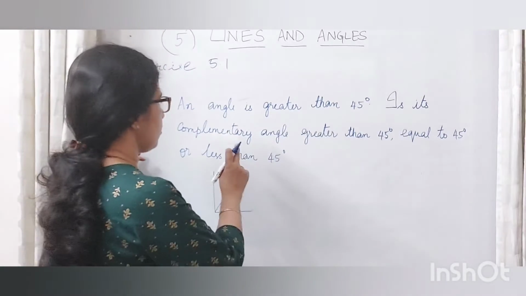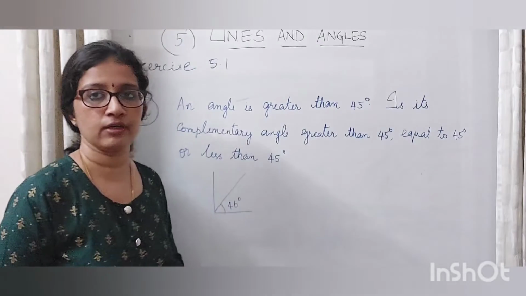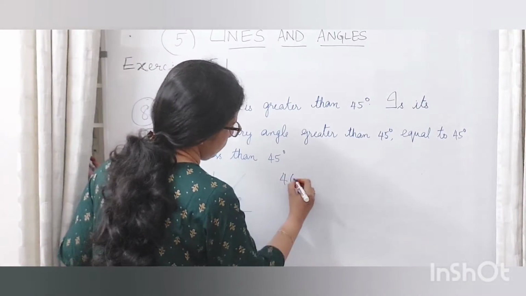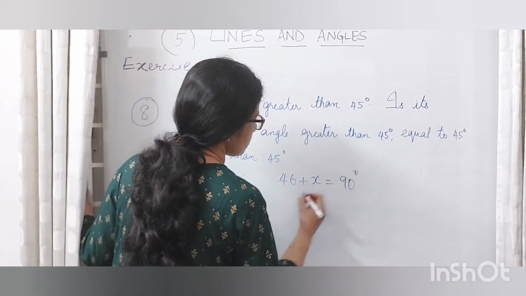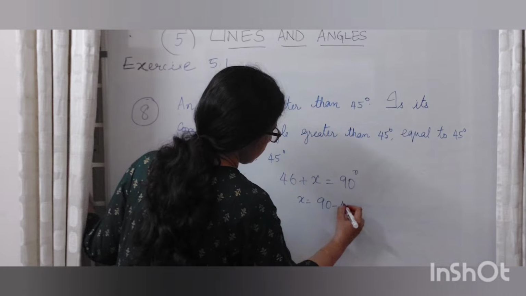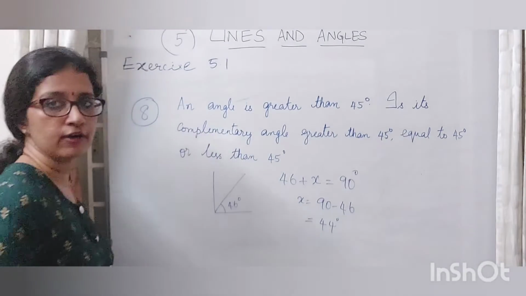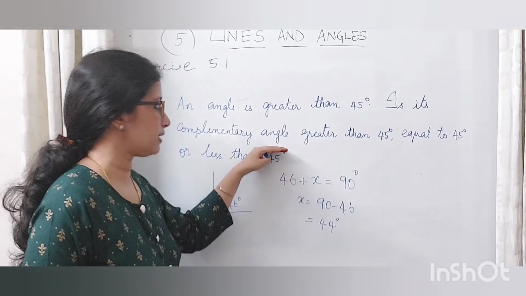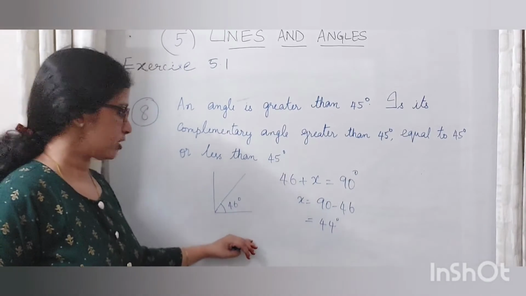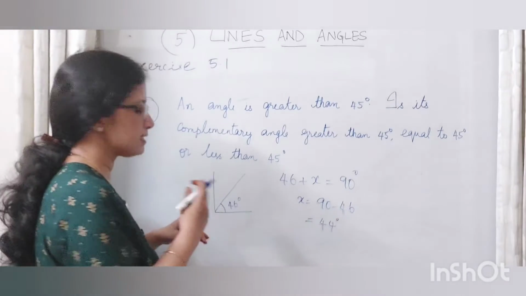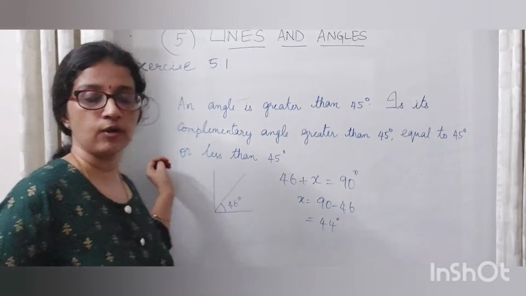Now they have asked, is the complementary angle greater than 45, equal to 45, or less than 45? So 46 degrees plus its complementary angle x will make how much? 90 degrees, right? So x is equal to 90 minus 46, which is 44. Correct? So 44 is less than 45, right? So if an angle is greater than 45 degrees, its complementary angle is less than 45 degrees. Because the sum of both should be 90 degrees, so if one increases, the other has to decrease. So clear with this? Okay, now let's move on to the next problem.